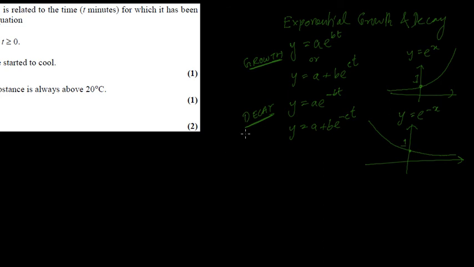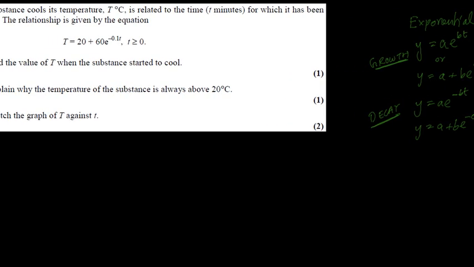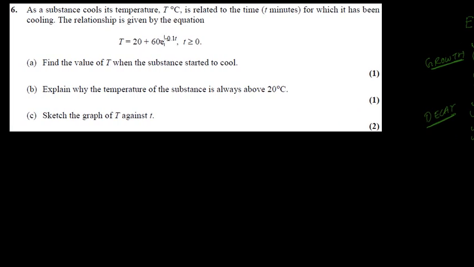When you talk about growth and decay, one is rapidly increasing, and exponential means very rapidly, and the other one is decreasing very rapidly. So that's exponential growth and decay. Now if you take a look at this particular sum, it has a negative sign, and it is also mentioned that it's an exponential decay sum. They have also mentioned it's cooling down, so it is slowing down.